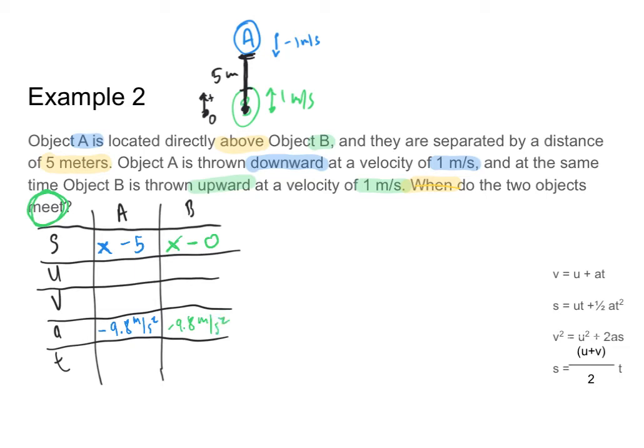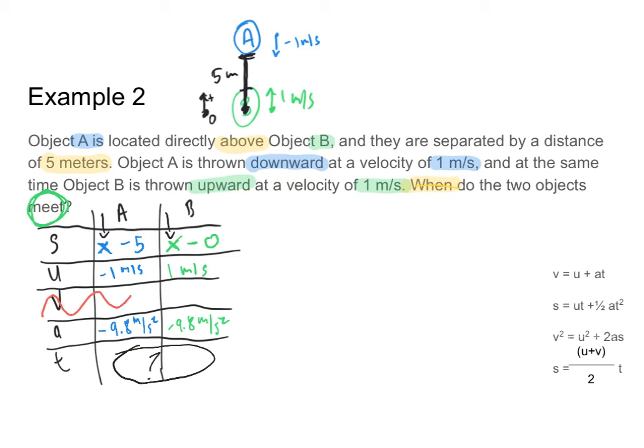Similarly, I know both of their initial velocities. So object A has an initial velocity of 1 meter per second down, or negative 1 meter per second, and B has an initial velocity of 1 meter per second up, or positive 1 meter per second. And what I'm trying to do is find the time where the two final positions are the same. So this is going to be a little bit of a multi-step problem. Stick with me here.